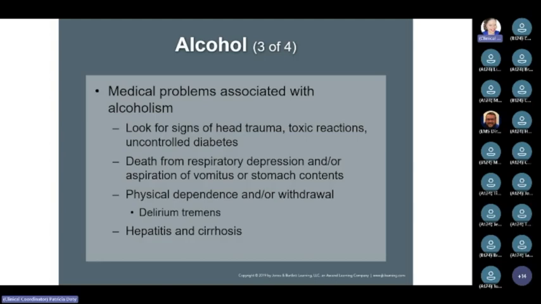Physical dependence and withdrawal. We talk about DTs. You guys, DTs are really bad. If you have somebody that you think is in DTs, delirium tremens, then you're going to go ahead and call for a paramedic backup because they have a lot more things going on than what you can handle. A minor withdrawal is just restlessness. There's maybe some sleeping problem. Maybe they're a little agitated, stuff like that.